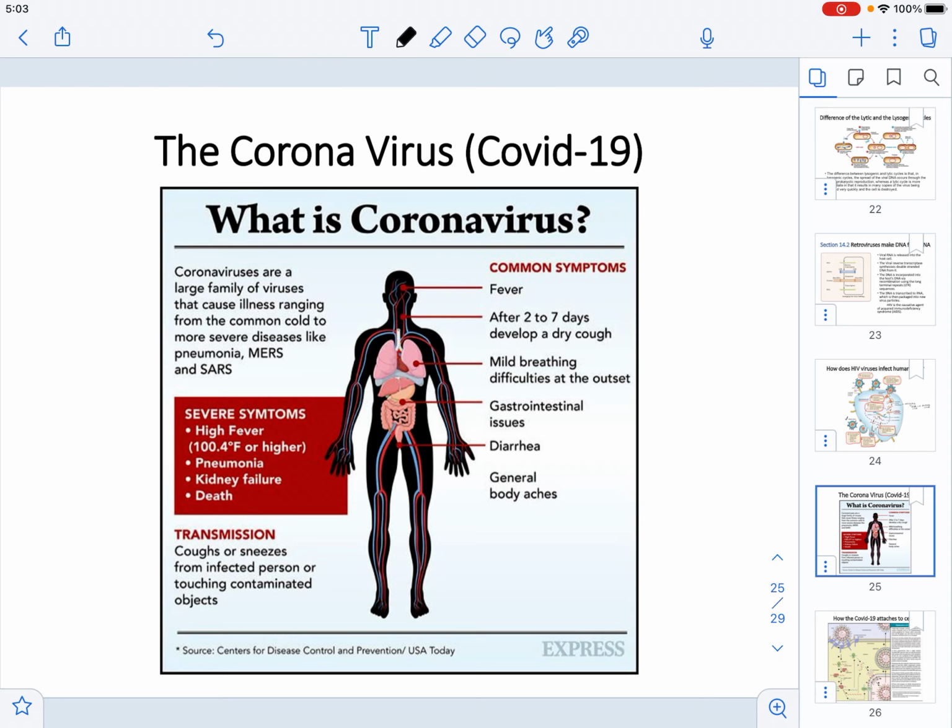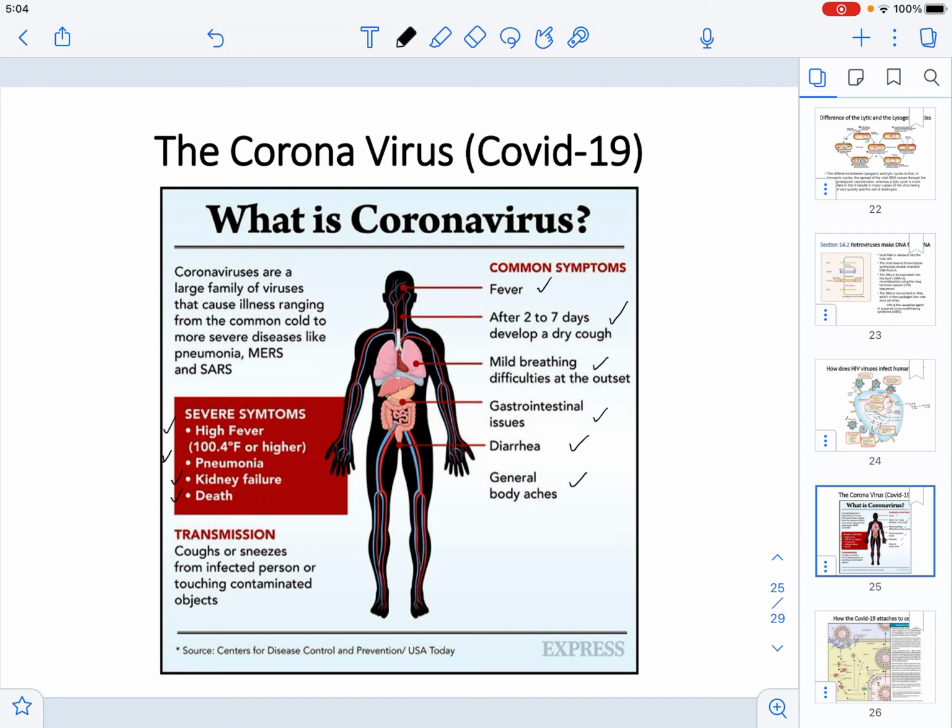The common symptoms of the coronavirus, including COVID-19, are fever, a dry cough, mild breathing difficulties. They can also be severe ones, as we're going to see in a few moments: gastrointestinal issues, diarrhea, and general body aches. Now, some of the more severe symptoms of COVID-19 include high fever of 100.4 degrees Fahrenheit or higher, pneumonia, kidney failure, and even death.